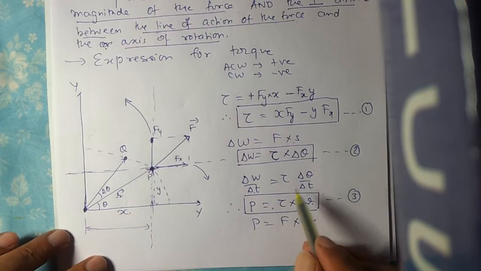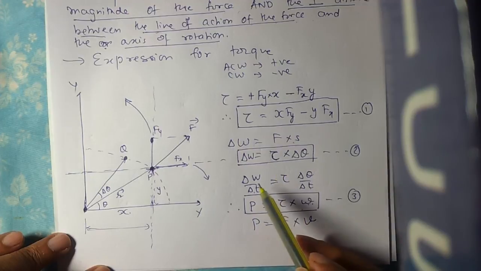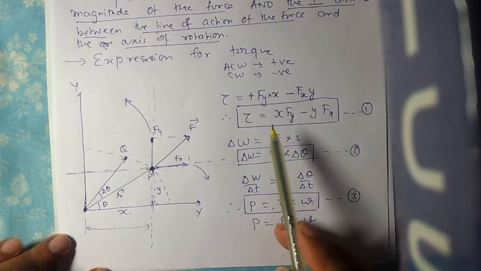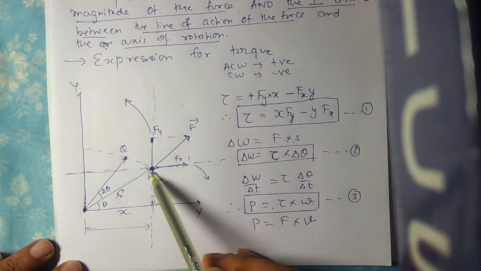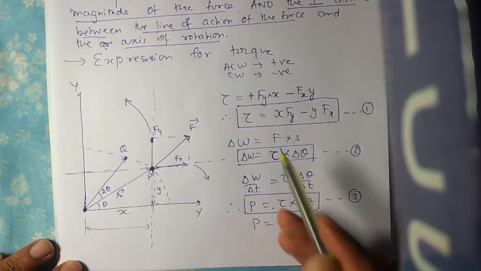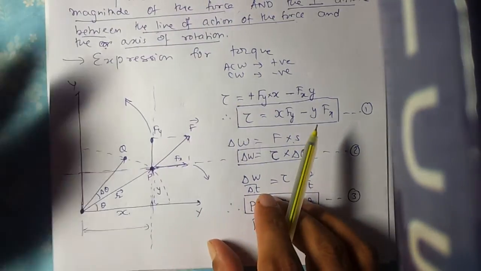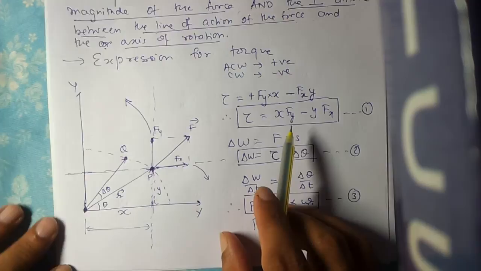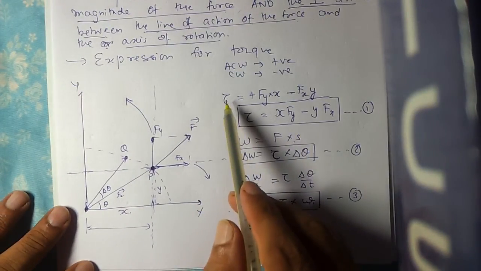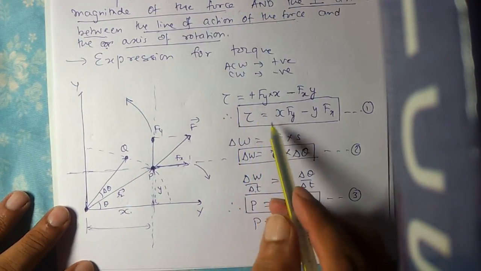So this is how we get the expression for torque and power for a force applied on a body which is causing rotational motion in the Cartesian coordinate system. In the next video we will look at the same thing. We'll try to get an expression for torque in the polar coordinate system.